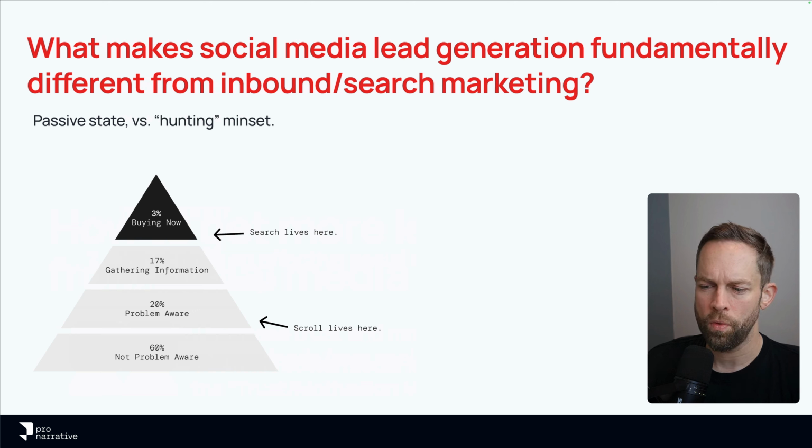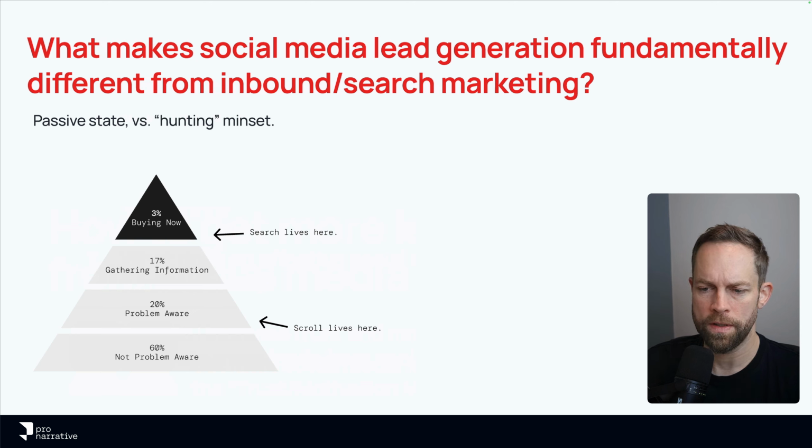And what this suggests is that at any given time, 3% of your total addressable market, which is the cohort of potential people that could work with you or could buy from you or engage you, are ready to buy now, so they're your hyper-responsive buyers. 70% are gathering information, so they're problem aware and researching a solution. 20% are just problem aware, so they haven't started the process yet. And then 60% are not problem aware. Maybe they will be one day, but they're not right now.